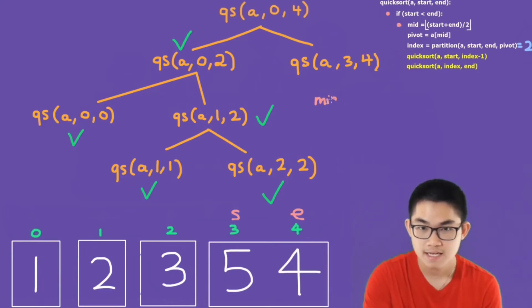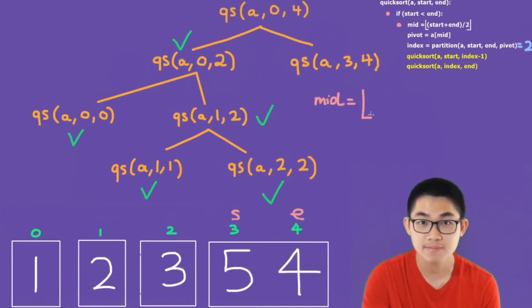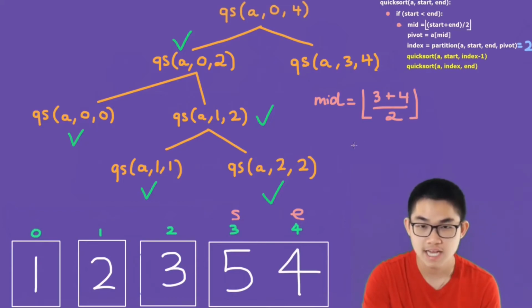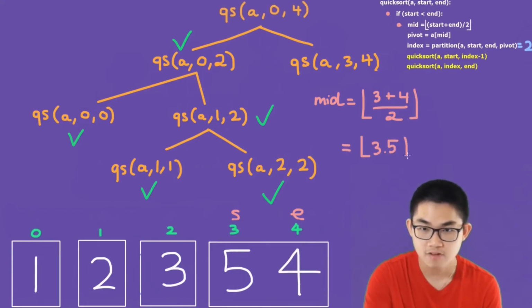The mid is equal to the s plus e divided by 2. So s plus e, which is 3 plus 4 divided by 2. 3 plus 4 is 7. 7 divided by 2 is 3.5. And then after we round down, we're going to get 3. So the mid is going to be right here. We found the mid. Now, how about the pivot? Well, the pivot is just number 5.